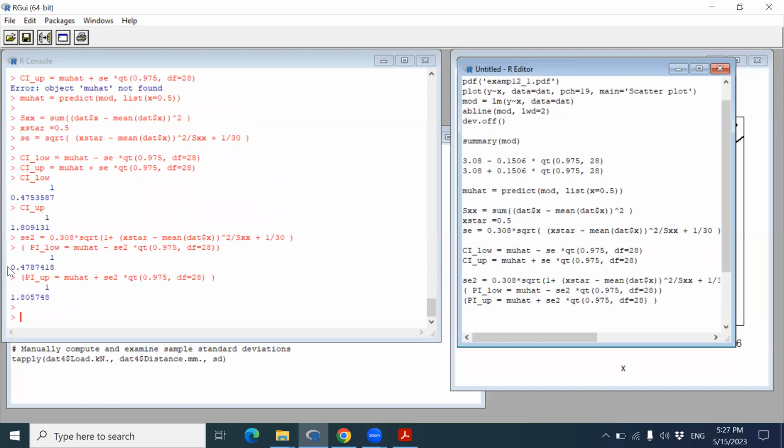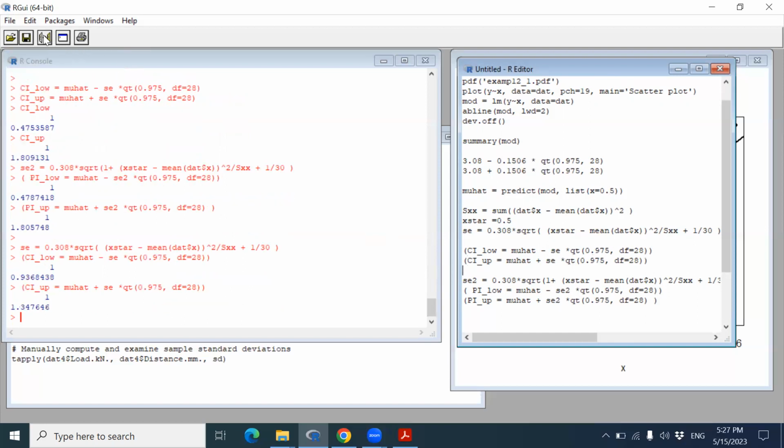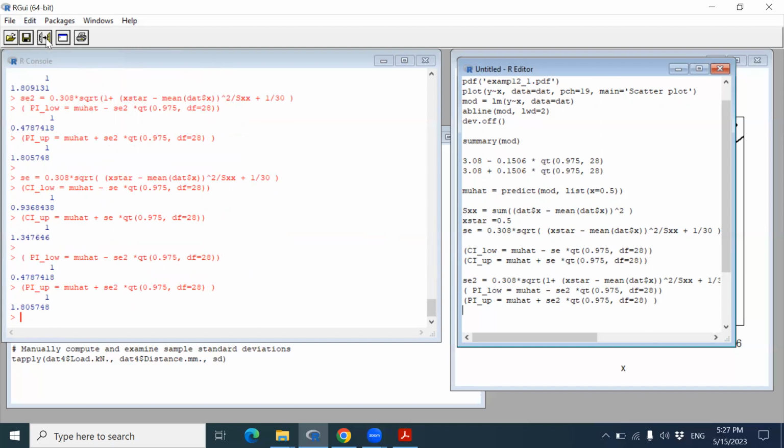That gives me the lower bound. Oh, previously the SE, let me rerun the SE part, and then the confidence interval as well, because previously I had missed the standard error part. Running these two lines gives the lower bound and upper bound, 0.9 and 1.34. Now for the prediction interval, the values are 0.4 something and 1.8. So now you see how to compute the confidence interval and the prediction interval.